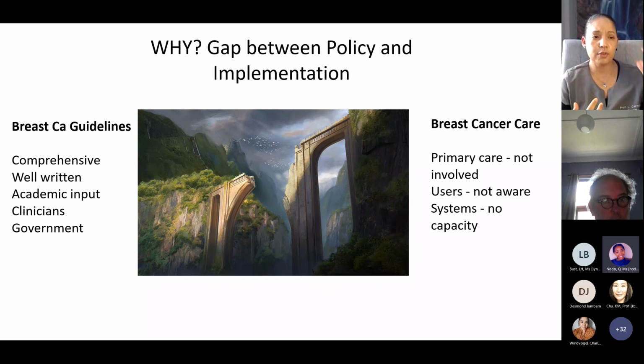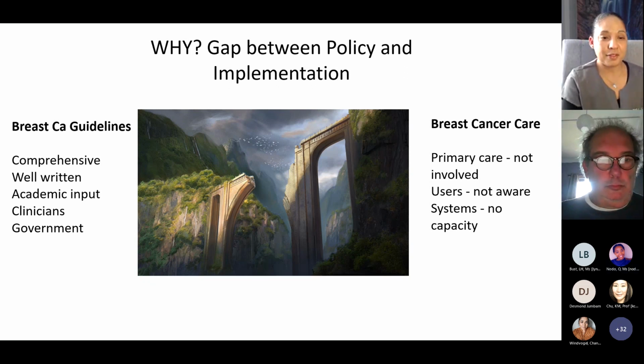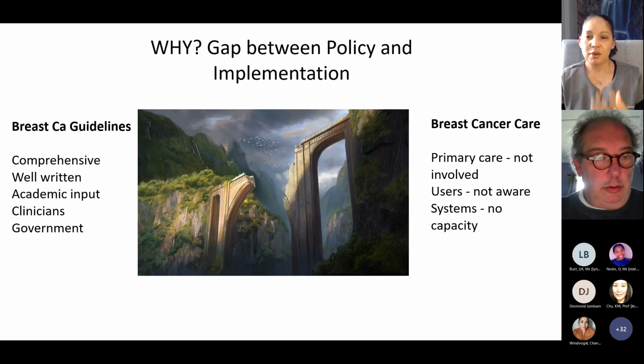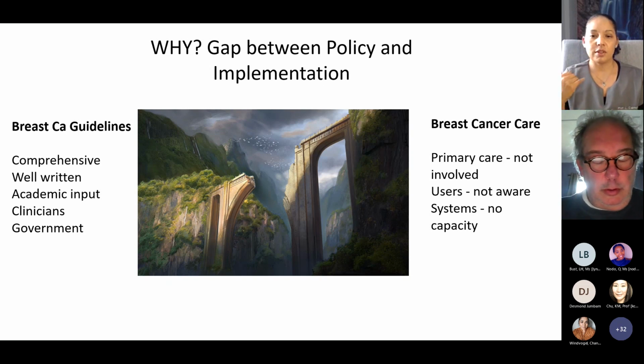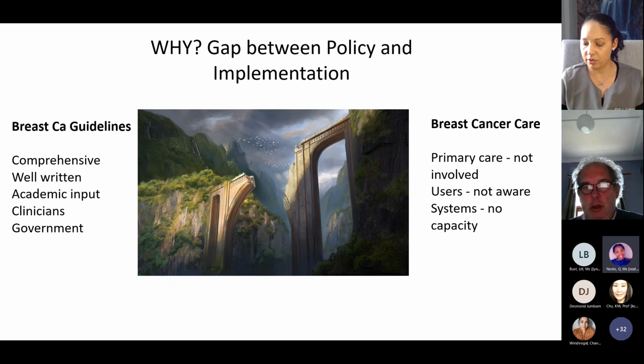So we have really good, comprehensive, often well-written policies and guidelines with a launch and a document and often some media fanfare around it. But on the other side, where the implementation needs to happen, often the primary care providers are not involved and they're not told about the policy, they haven't been involved in drafting the policy. The users of the health system are not aware that, for example, if you have a breast lump, you have the right to be seen within 3 months at a breast diagnostic clinic. People do not know that, so they do not demand it. And at a systems level, even if people did know that and went, the clinics don't exist or they're under-resourced or not properly equipped to do the work.